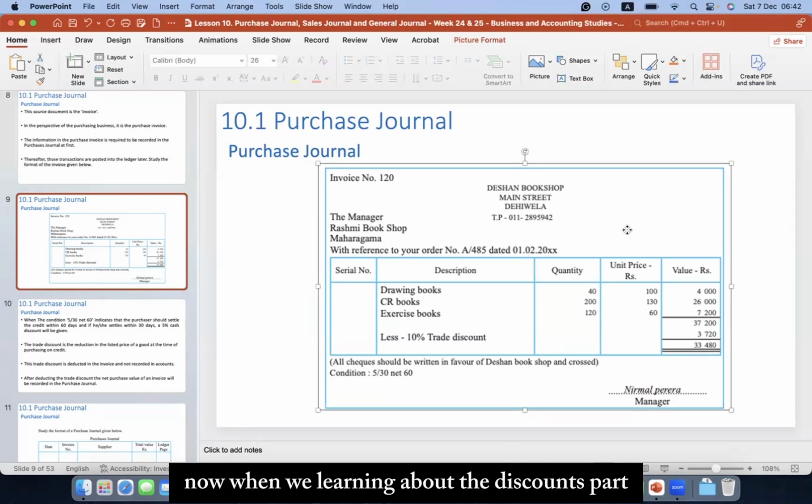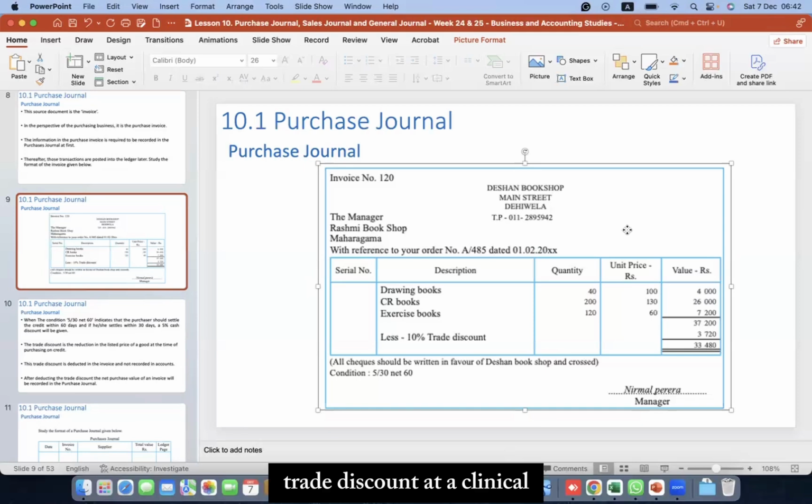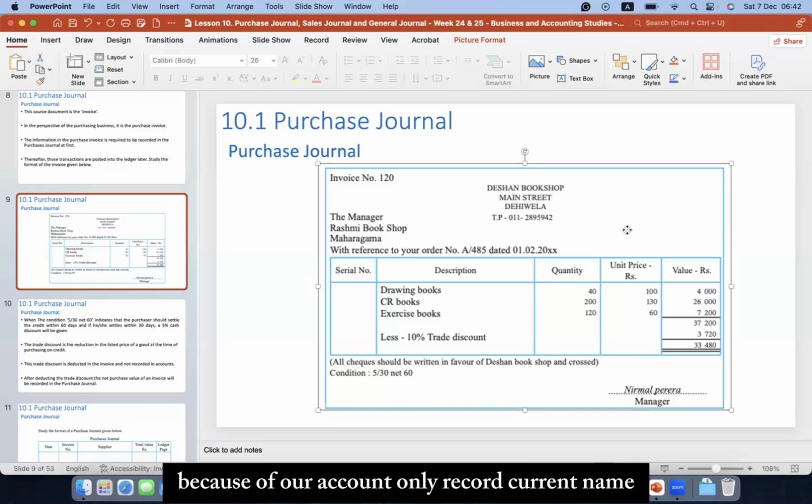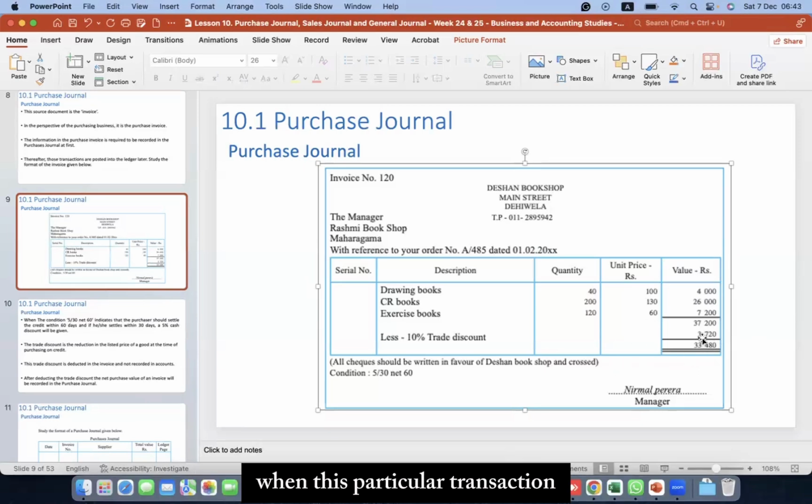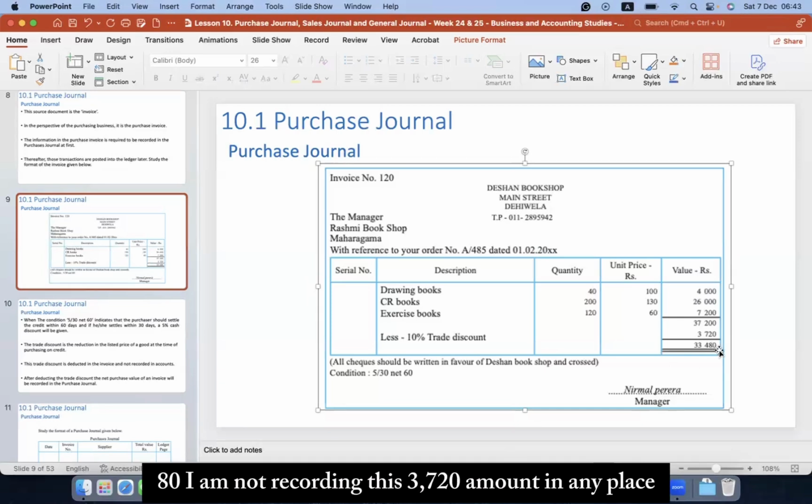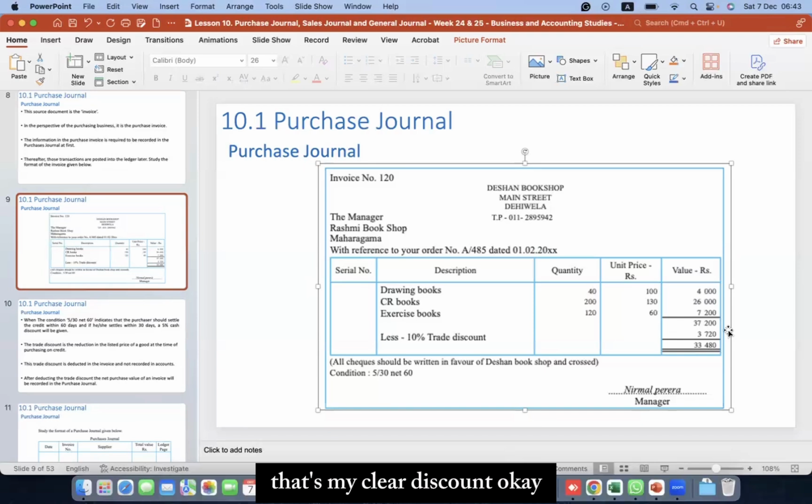Now, when we are learning about the discounts part, we have two categories. One is the cash discounts, and the next one is the trade discount. Trade discount එක කියන එක අපි කවදාවත් account වල record කරන්නේ නැහැ. For example, when I record this particular transaction, I record the purchase as 33,480. I am not recording this 3,720 amount in any place. That's my trade discount.